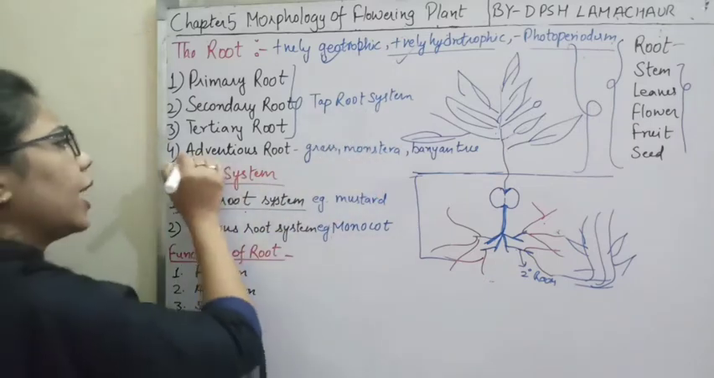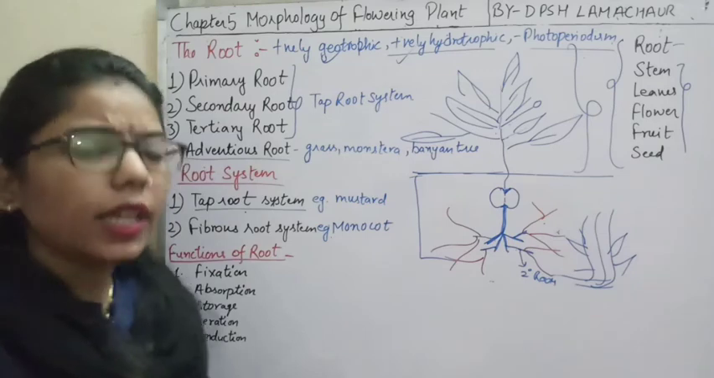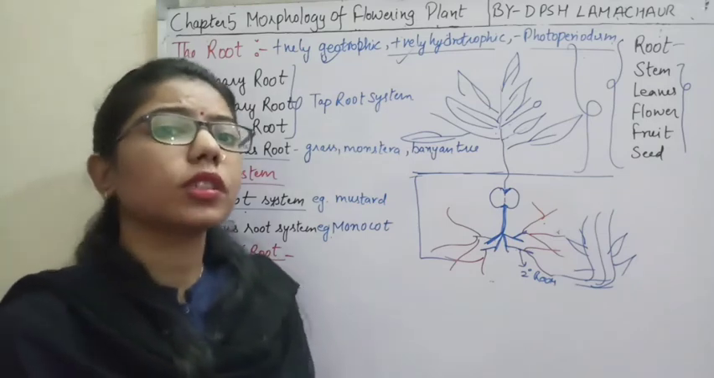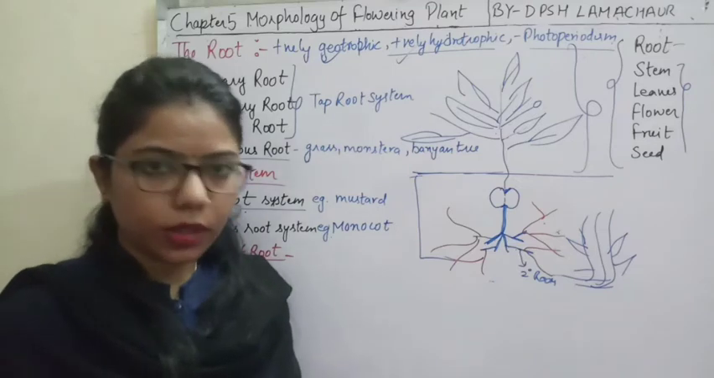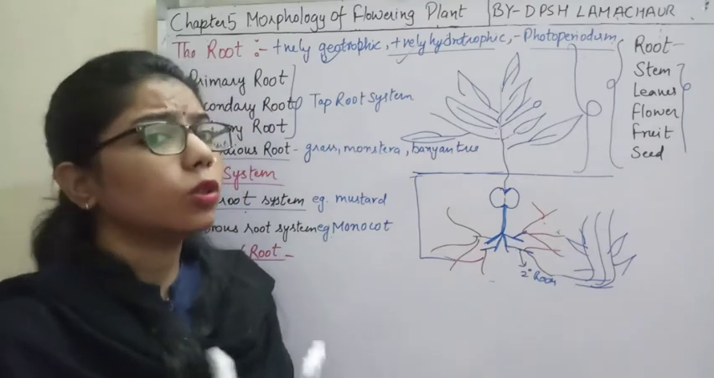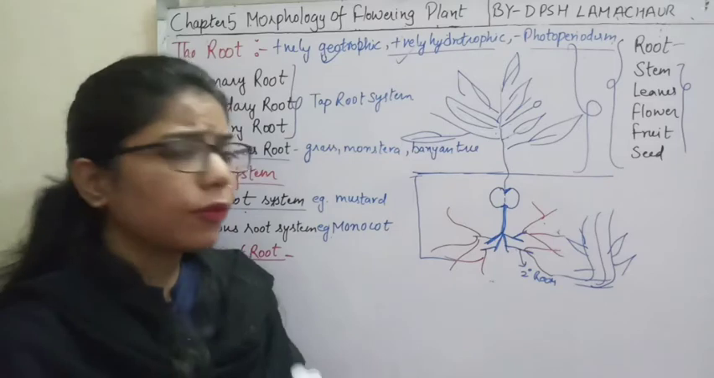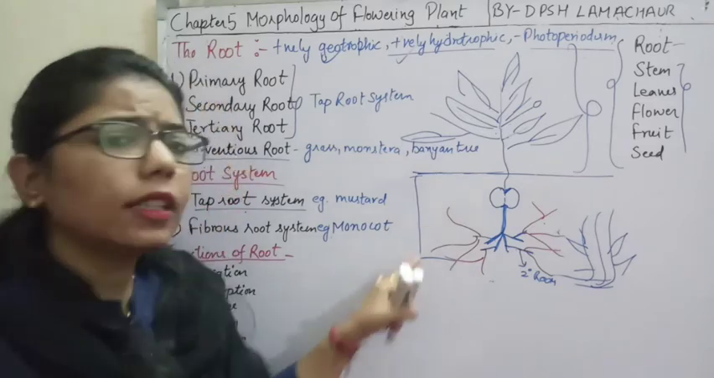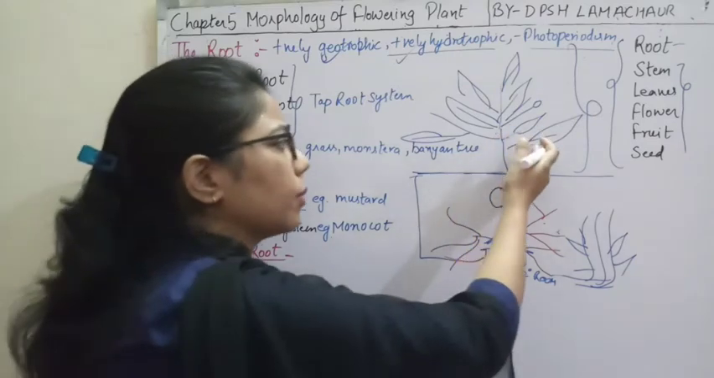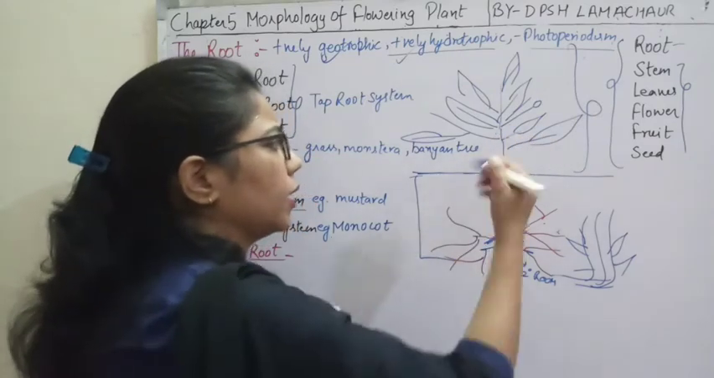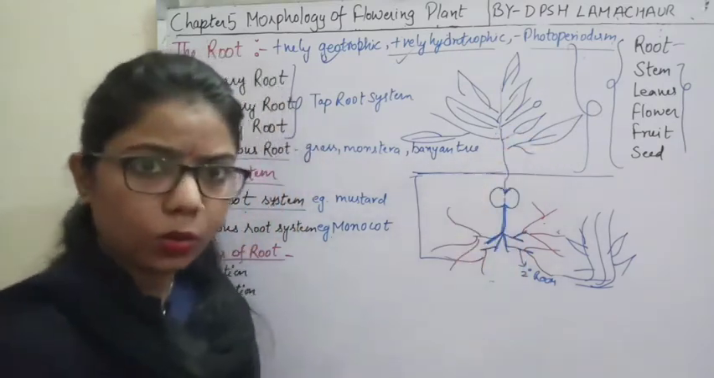So what is the adventitious root system? It is the other root system. Adventitious means extraordinary, or extra, meaning those roots which grow from anywhere. These roots can grow from the stem, sometimes from different parts, nodes and internodes also.